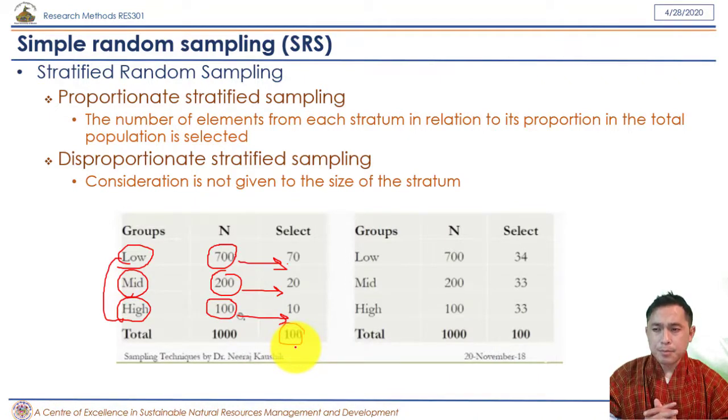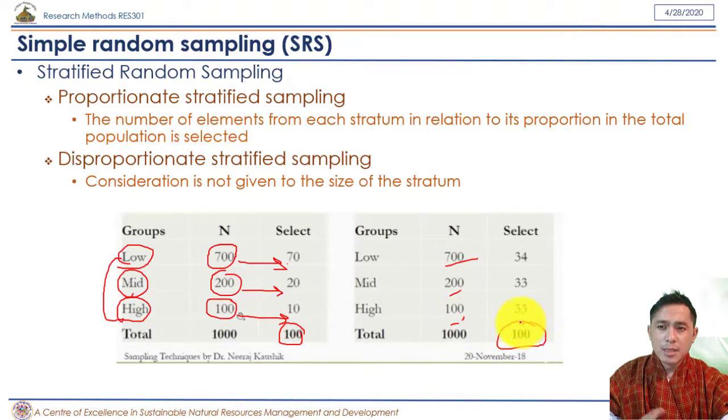But if you're not looking at the proportion, even if it is 700 or 200 or 100, and you just need 100 from 1000, if you randomly take 34, 33, 33, that becomes again 100. You're not looking at the proportion of the distribution of individuals in that group or stratum. You're just randomly picking your sample size, your sampling units. That's disproportionate sampling. Again, that's on you, whether you take disproportionate or proportionate. Wherever proportionate is possible, take proportionate. Wherever it is not possible, take disproportionate.